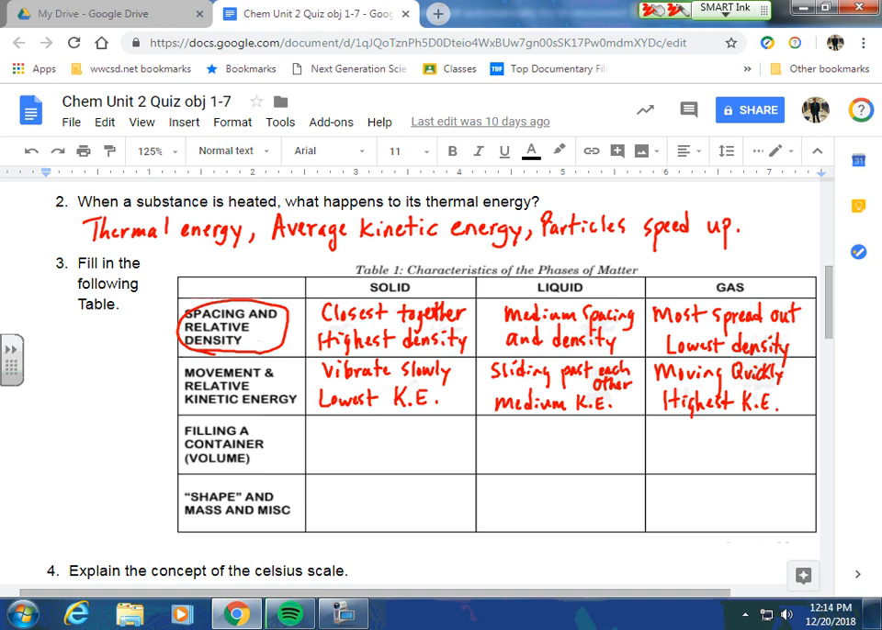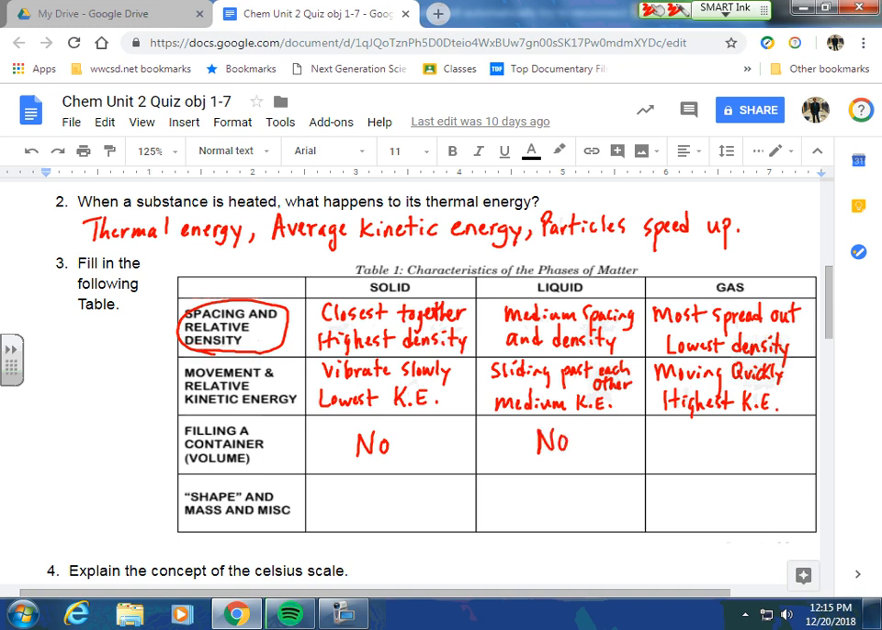So the rest of them, the last 6 boxes, are just yes, no questions. The first one's about the volume. So if we put these objects in a container, do they take the same volume as the container? Well, the particles in a solid, they just stay close together. They stay in their same shape. They just stay in their same amount of space that they take up. So no, they do not take the volume of the container. Liquid will take the shape of the container, but it won't fill up the whole space of the container. So that's a no as well.